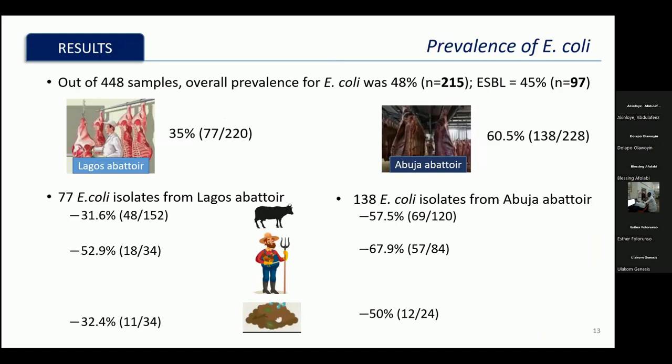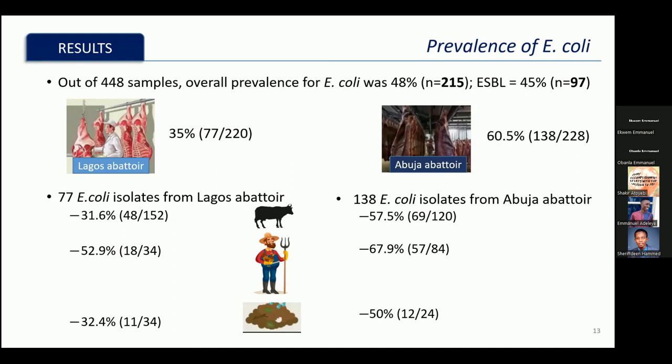So, ladies and gentlemen, here are our results. Out of the 448 samples that we collected, 215 were positive for E. coli, out of which 97 of them were characterized as extended spectrum beta-lactamase E. coli.